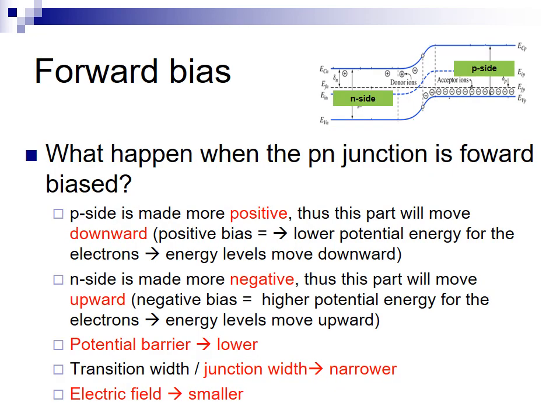Let's move on to forward bias. For forward bias, everything is the opposite of the reverse bias. The P side is connected to the positive, thus will lower the potential energy for the electrons, making the Venn diagram move downward. The N side, connected to the negative, will increase the potential energy for the electrons, which makes the Venn diagram move upwards. This will make the potential barrier lower, the junction width narrower, and smaller electric field.